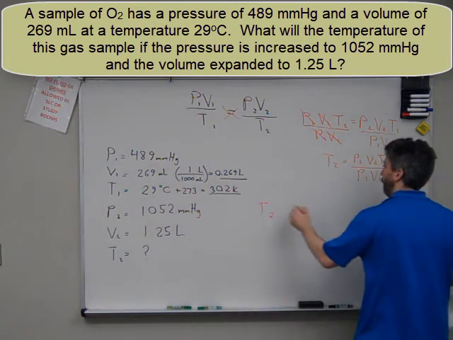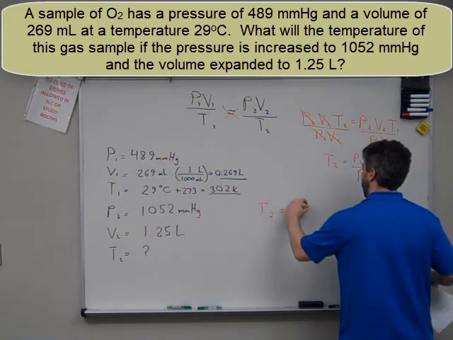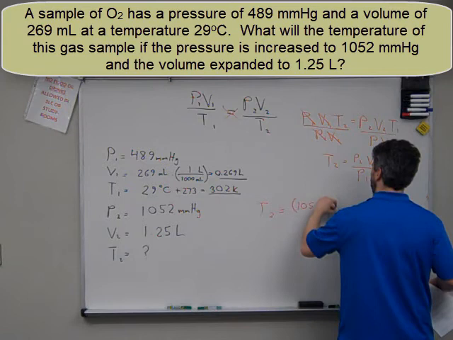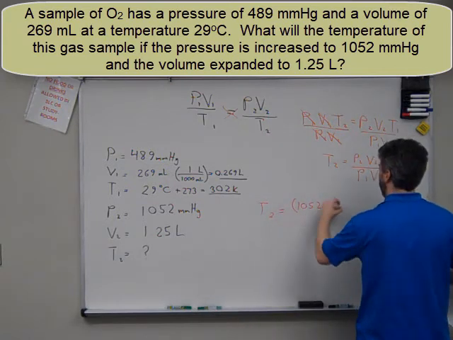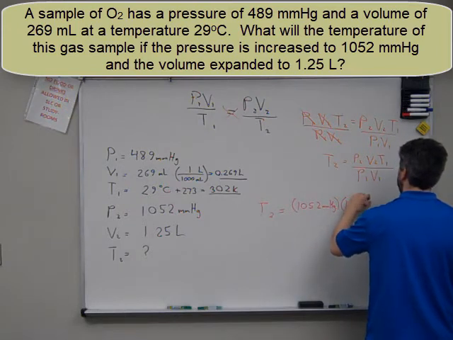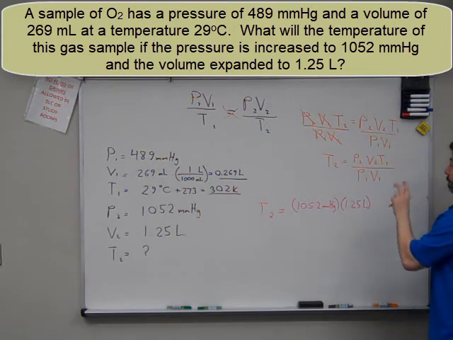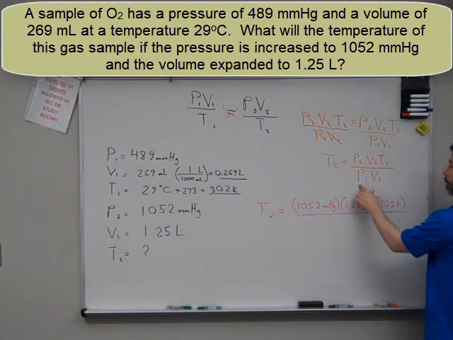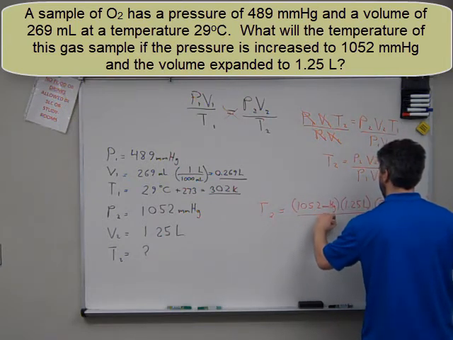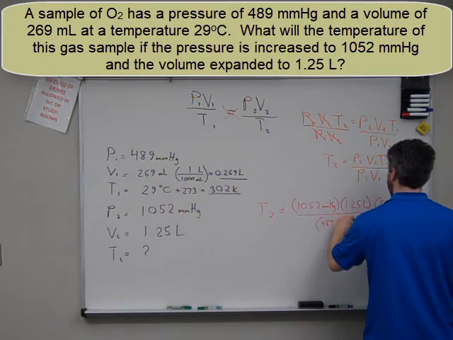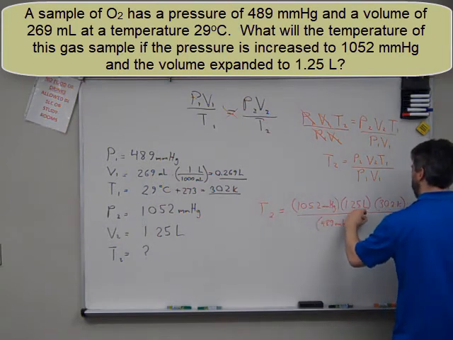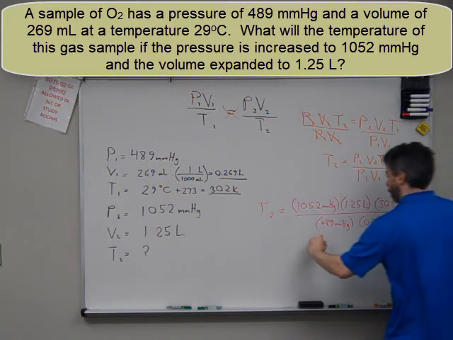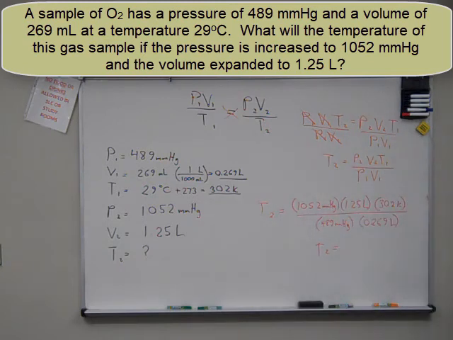So let's do that. P2 is 1,052. V2 is 1.25, and this is the advantage of listing out your variables. It makes it much easier to see here, and much less likely to make mistakes too. Then T1 is 302 Kelvin, divided by P1, which is 489, and V1, which is 0.269 liters. Calculate that, and what do we get?